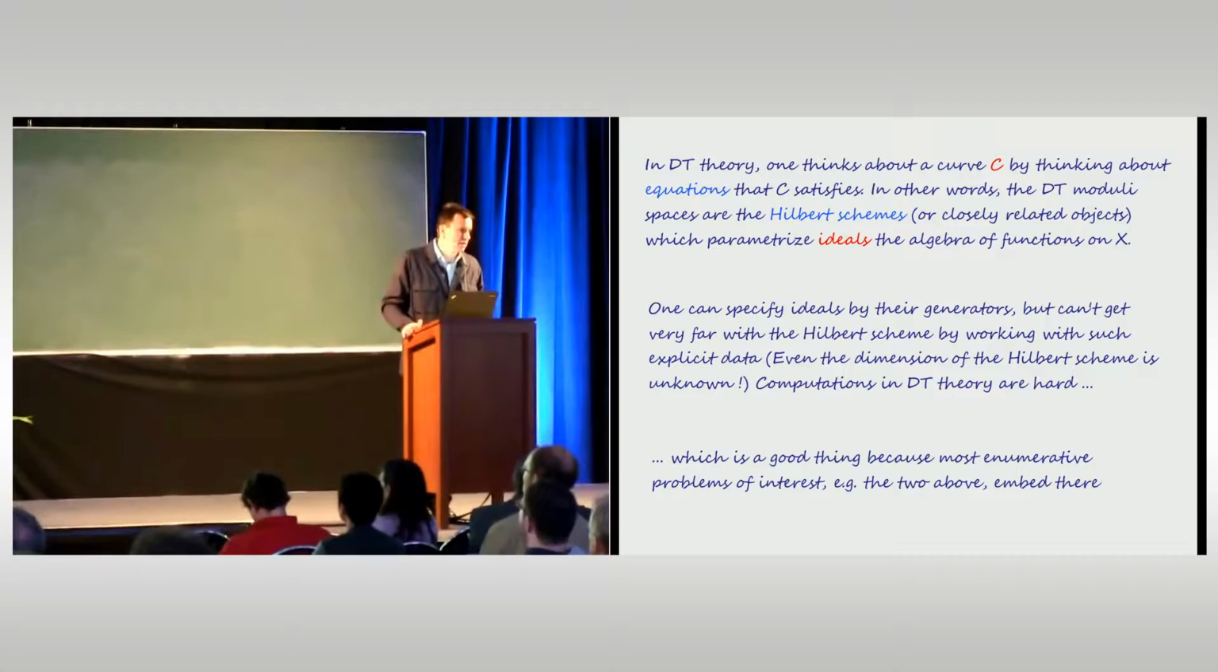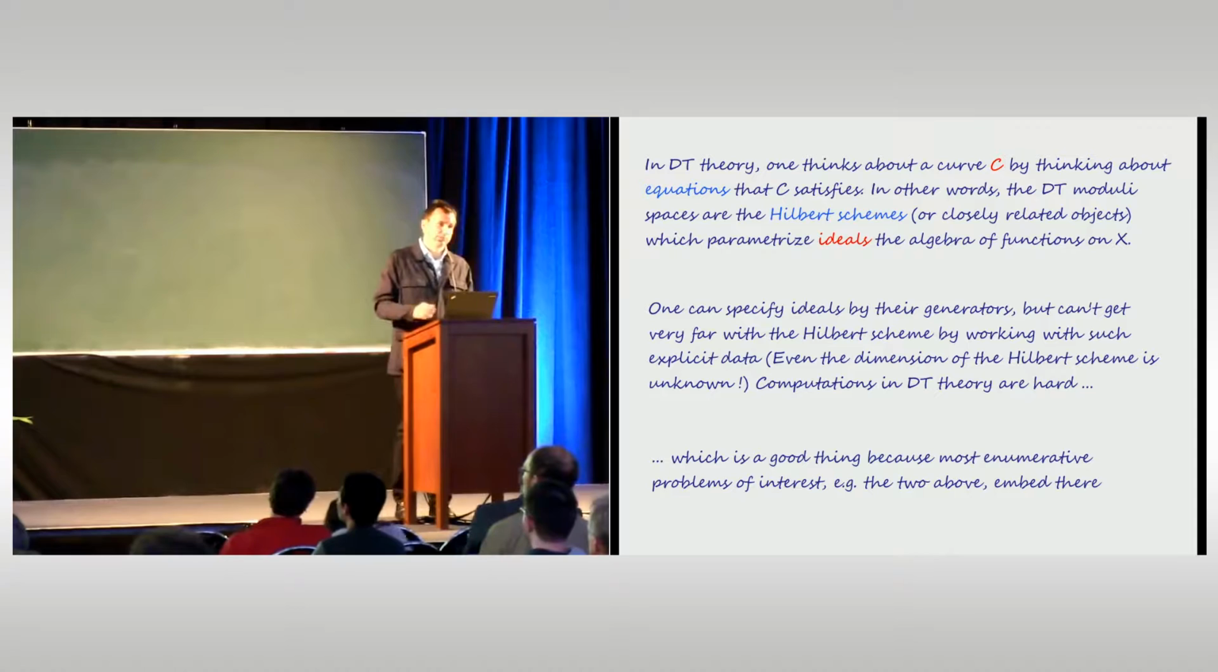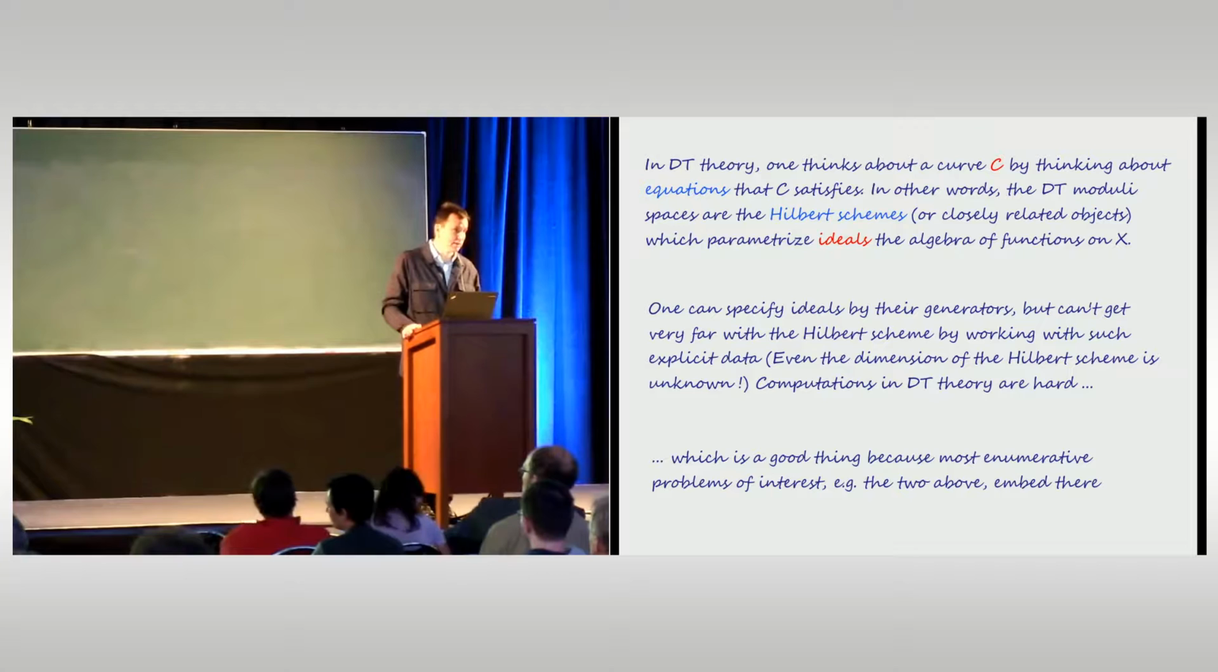To start with, you need some moduli space for the objects you want to enumerate. And the way DT theory approaches curves, it thinks of curves as the equations defining them. That is to say, an invariant way to describe the equations defining an algebraic variety is an ideal in the ring of functions on your threefold. So you have some threefold, some algebraic variety, and whatever vanishes on that algebraic variety is an ideal in the ring of all possible functions. So this is how you think about a curve.